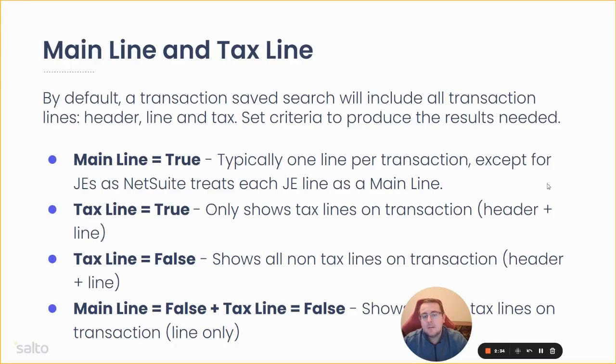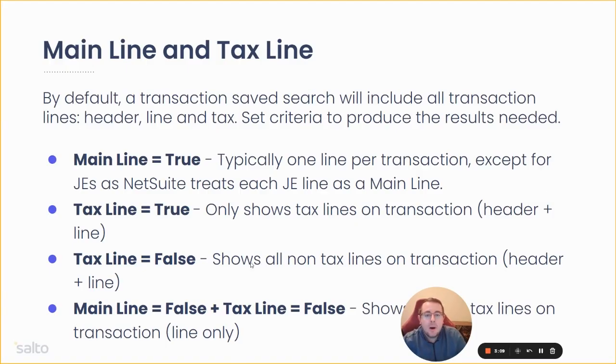We can also manipulate the tax line criteria on our saved search. If we add that criteria and set tax line equals true, NetSuite is only going to show us the tax lines on the transaction. So for our current saved search, it would show 2 lines, one for the GST tax, another for the PST tax. Now, if we set the criteria to tax line as false, NetSuite is going to show us all of the non-tax line items. In other words, any header and line level lines that need to be considered.